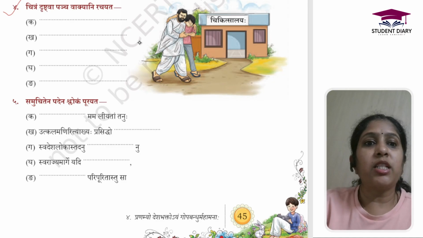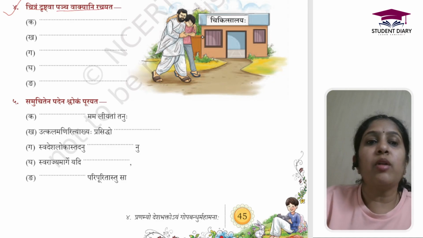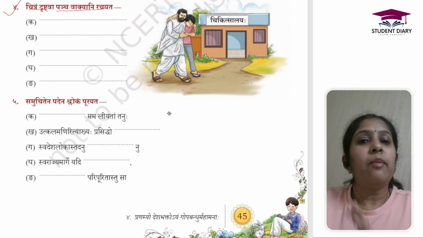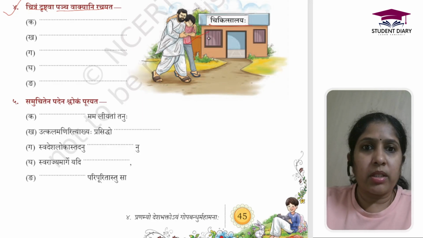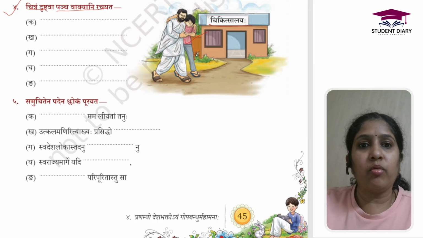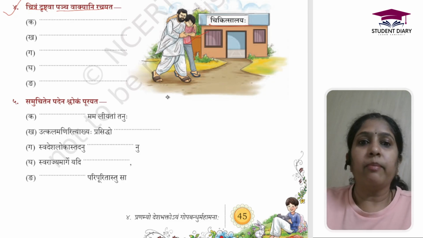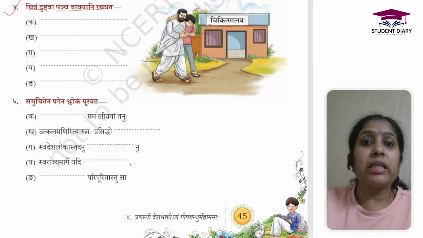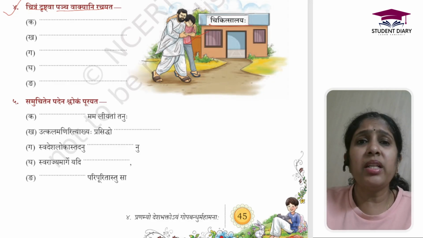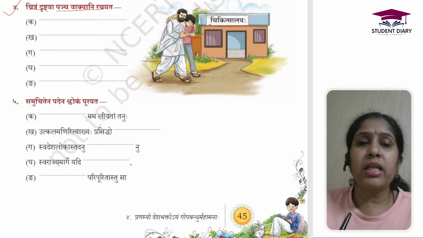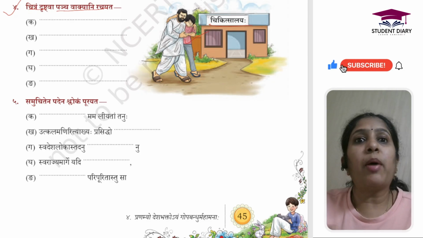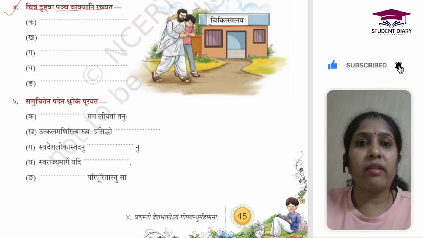This is an important exercise. Chitram drishtva panch vakyani rachyat means you have to write five sentences by looking at the picture. So what kind of picture is this? This is a picture of a hospital, right? Chikitsalya means hospital. We can see one person who is, I think, a patient, and he is not able to walk, and Gopabandhu is helping him, right? This is the exercise related to picture composition. It is very important in grammar. In this we start the first sentence with what the picture is about. So first thing, what comes to your mind when you see the picture?